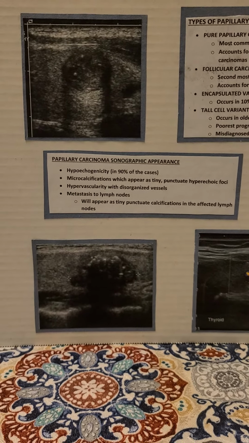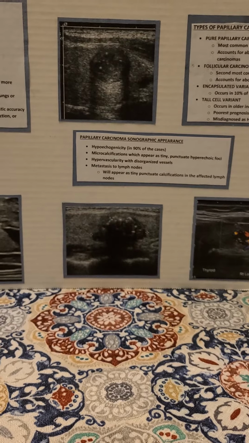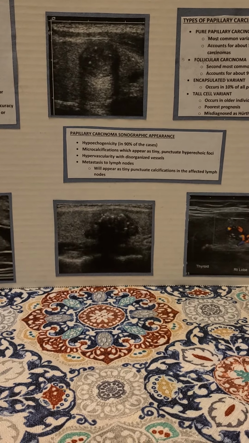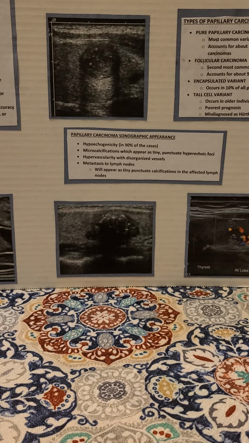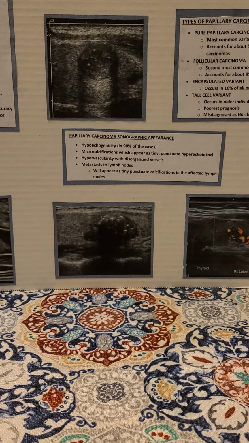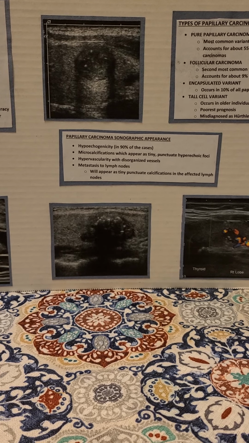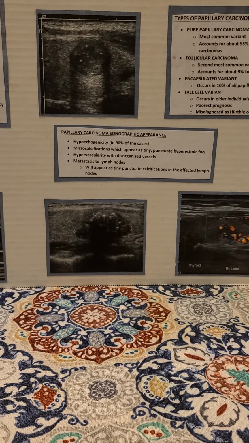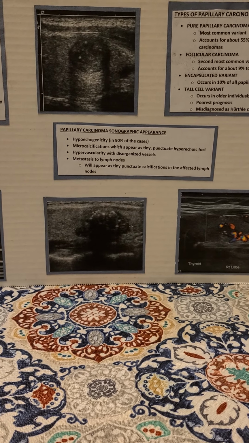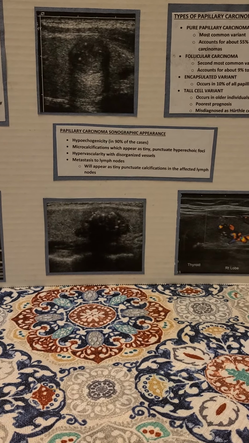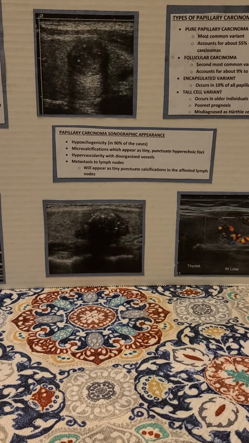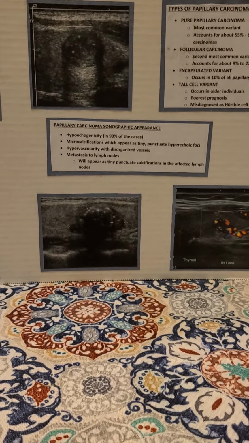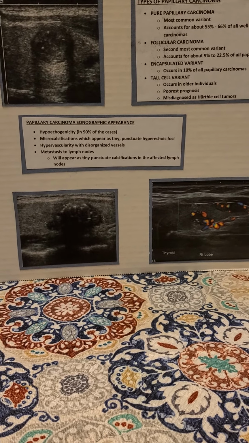The sonographic appearance of papillary carcinoma: it will be hypoechogenic in 90% of the cases. There will be microcalcifications that will appear as tiny punctate hyperechoic foci. There will be hypervascularity, and there will also be metastases to the lymph nodes, which will also have tiny calcifications in the lymph nodes.